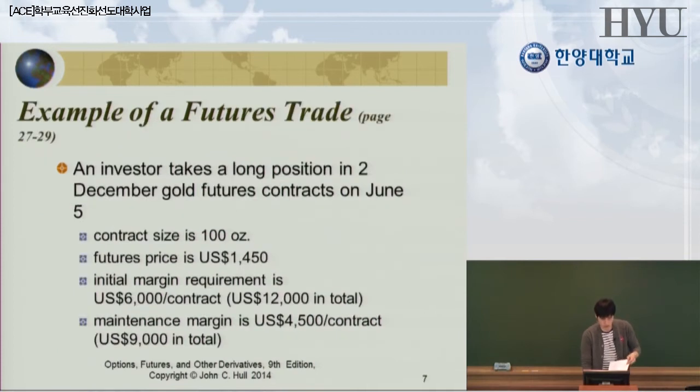And here's the example. An investor takes a long position in 2 December gold futures contracts on June 5th. The contract size is 100 ounces. The futures price is $14.50, and the total initial margin requirement for the contract is $12,000 and the total maintenance margin is $9,000.